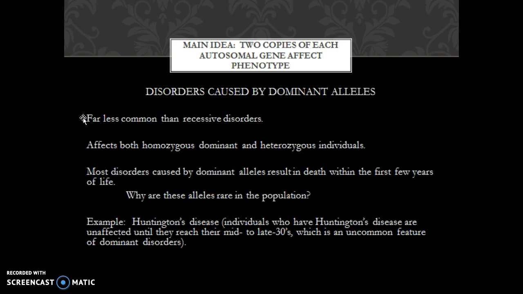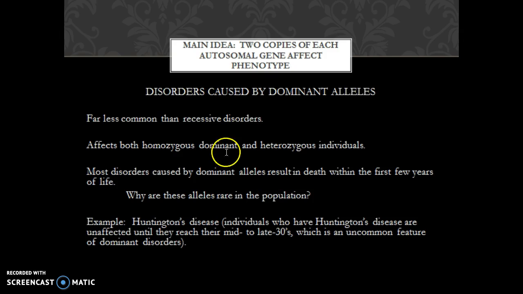Alright, let's look at this. Dominant alleles. If you are homozygous dominant or heterozygous, you have a dominant allele. Therefore, if you're homozygous dominant or heterozygous, you have the disorder. Interesting though, most disorders caused by dominant alleles result in death within the first few years of life. So if you have a disorder that is dominant, you're going to be dead by the time you're 3 or 4 years old. So why are these alleles rare in the population?